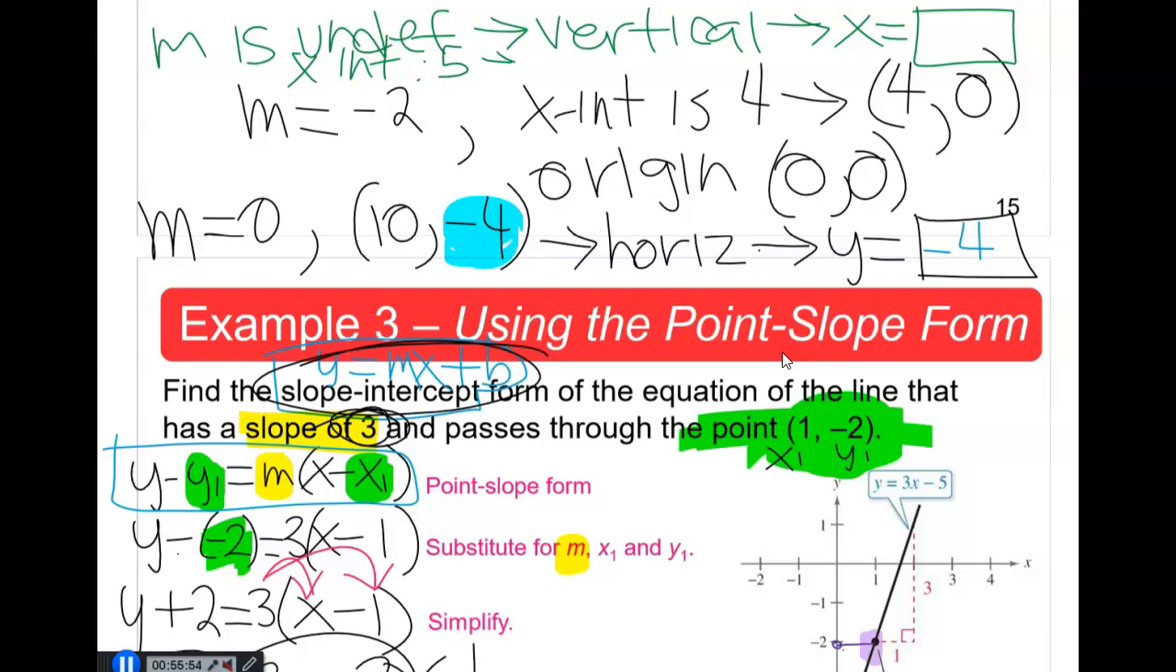Well, that point, x-intercept 5, means (5, 0). So then the x value is 5, and that's what will go here. x equals 5.